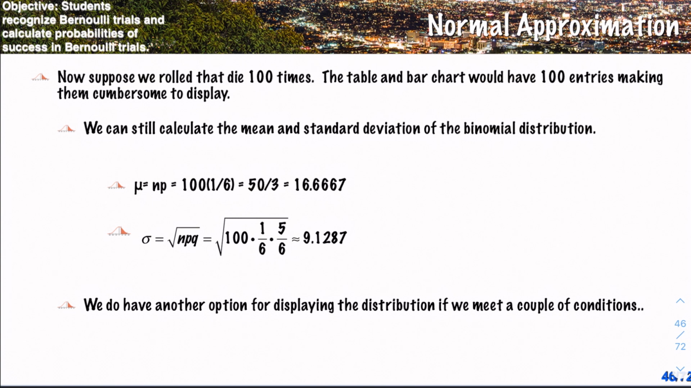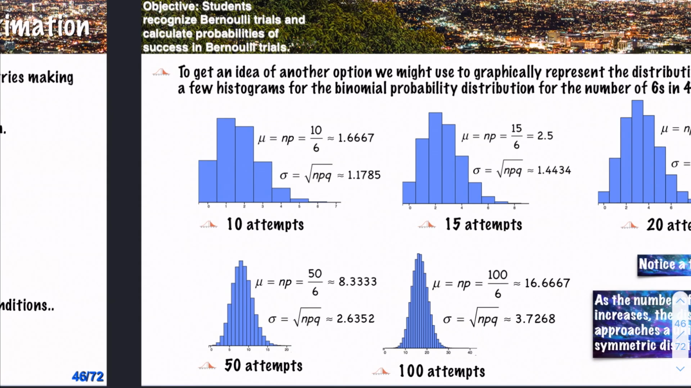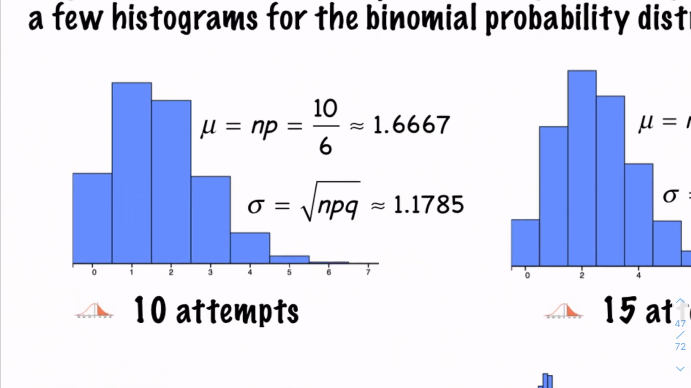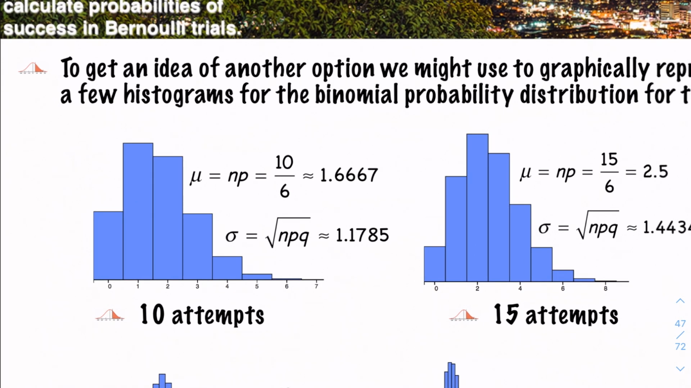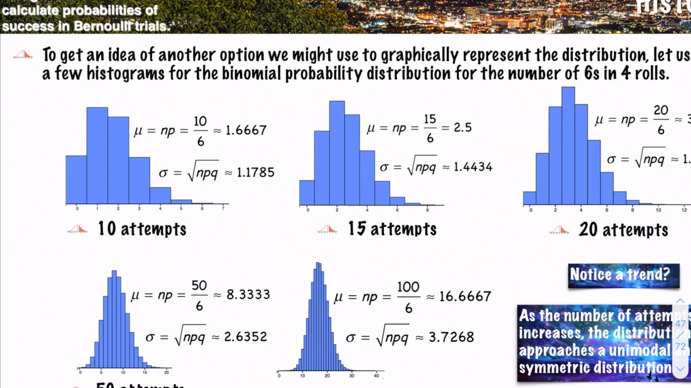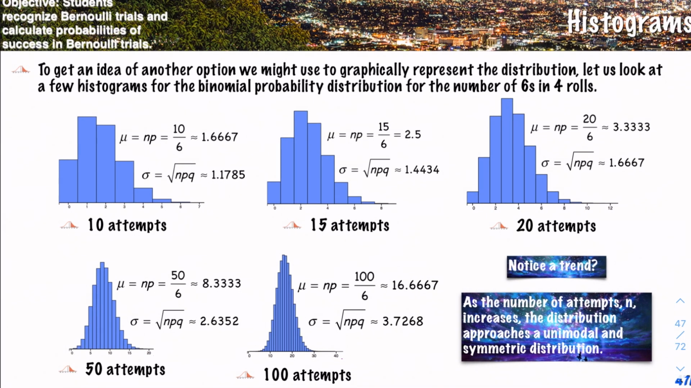We do have another option for displaying the distribution if we meet a couple of conditions. So let's talk about those. Now, to get an idea of the other option we might use to graphically represent the distribution, let's look at a few histograms of building up for the distribution of the number of 6s in 4 rolls.